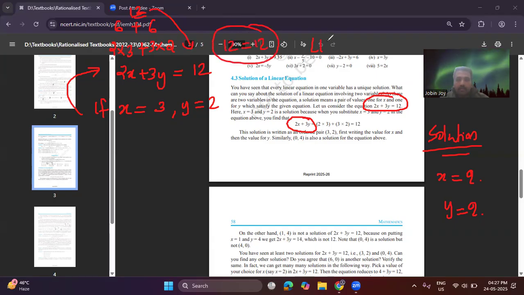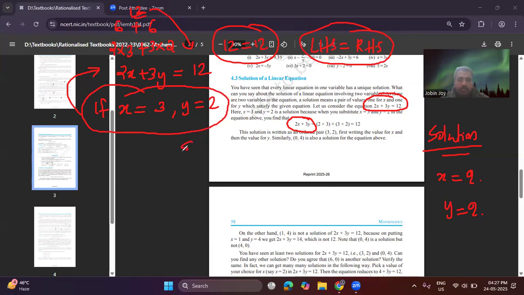So left hand side is equal to right hand side. That means I can say these two values are the solution of this equation 2x plus 3y is equal to 12. This is solution 1.